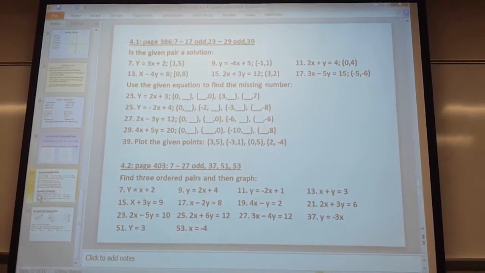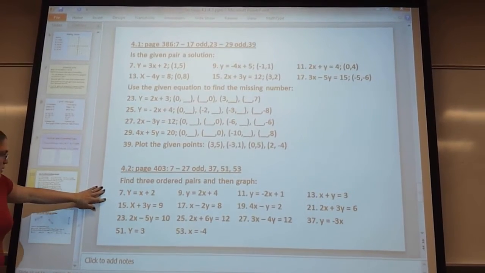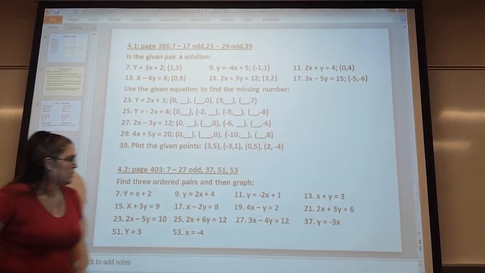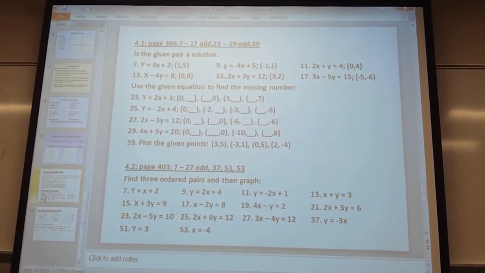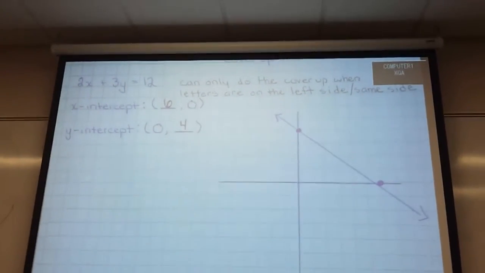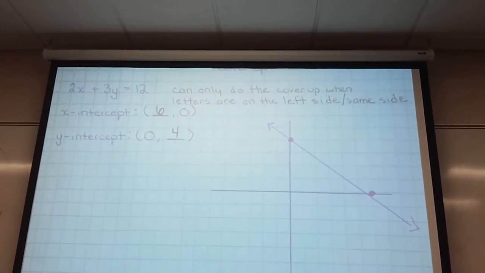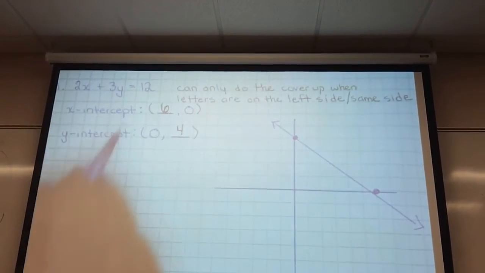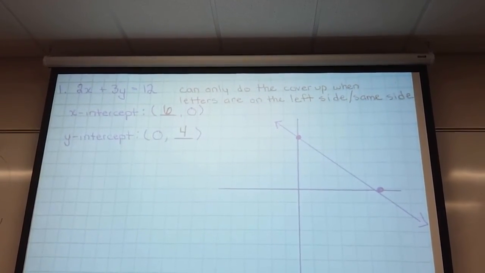In 4.2, if you want to make a note, 13 through 27, you can use the cover-up method. It will work, because I didn't say specifically you can't do it that way. So 13 through 27, you can do the cover-up, which we all seem to love. Yep, I'm just looking for 2 points, and these are 2 points. In 4.2, 13 through 27, yep, you can use it.